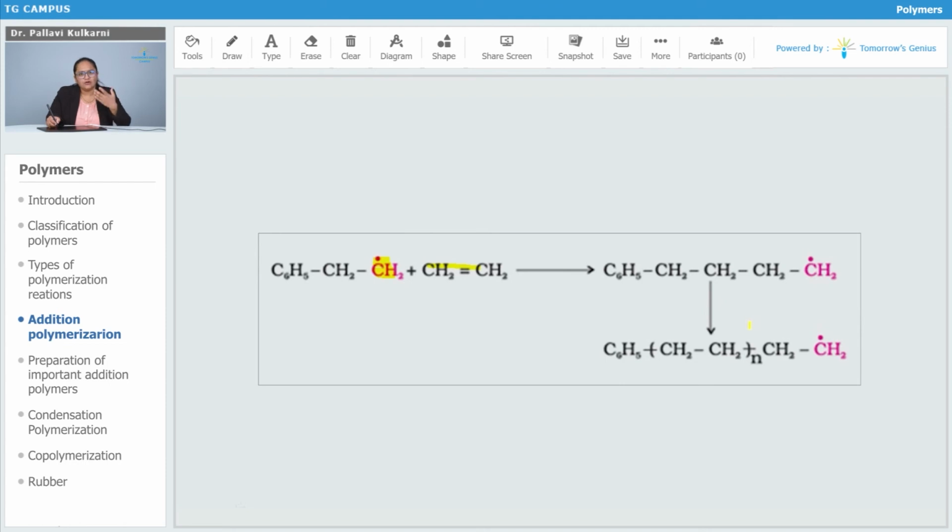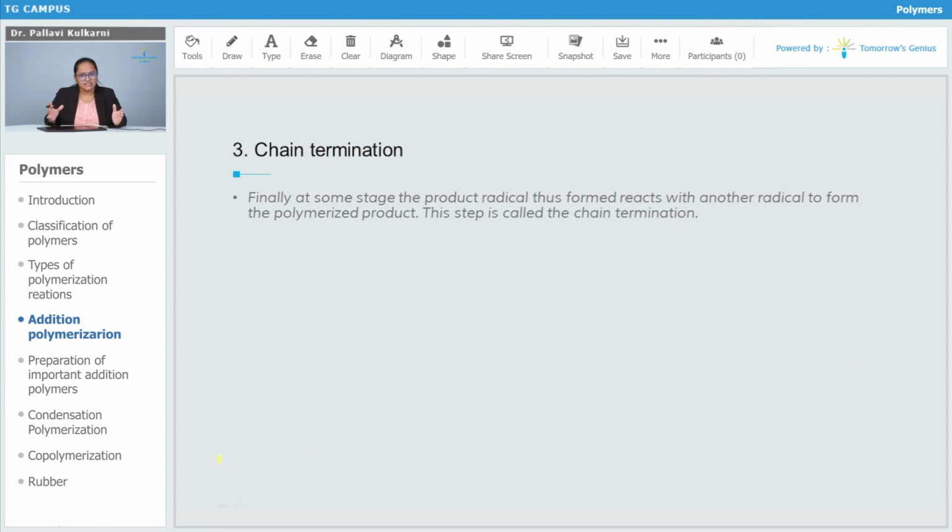So, if we go on repeating this step multiple times, or n times, we get a radical in which there will be n number of carbon atoms. That is, we are simply elongating the length of the polymeric chain, which is nothing but the chain propagation step. Chain propagation step is very important. It will give you the desired length or desired mass of a polymer.